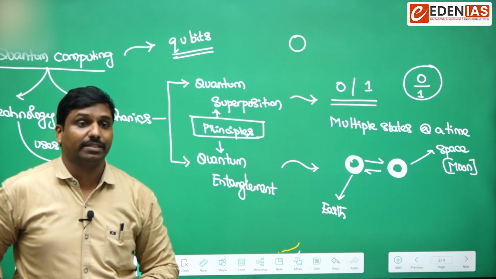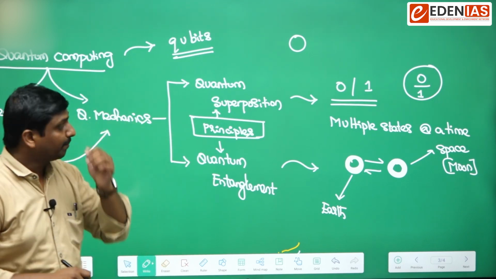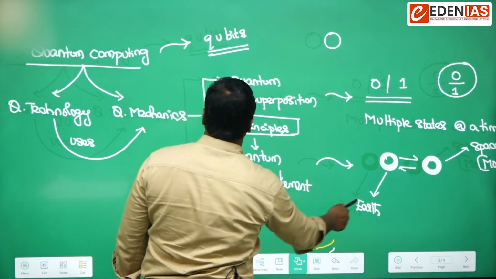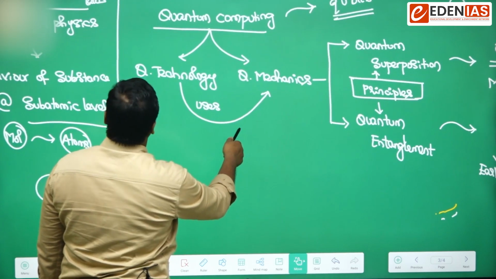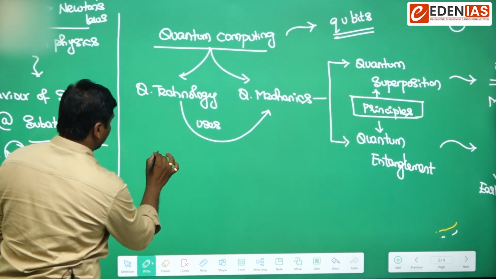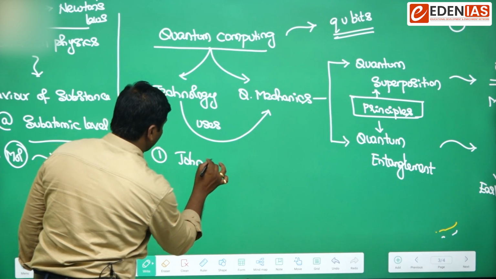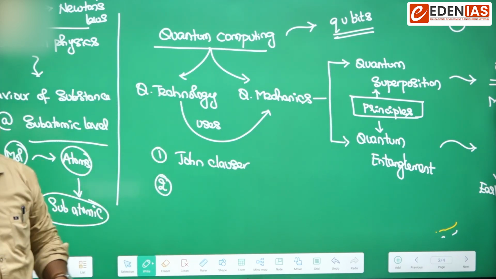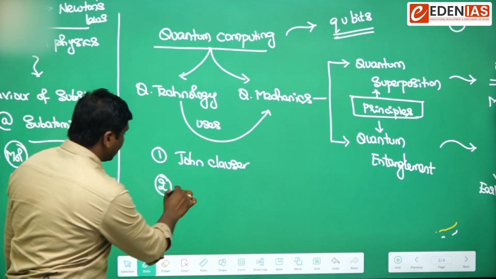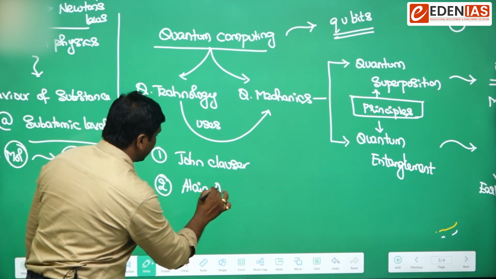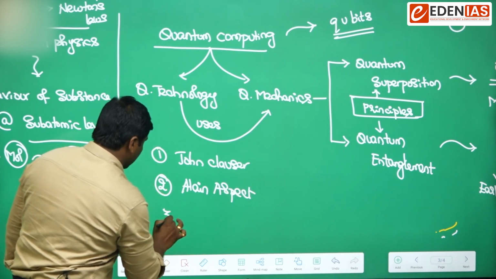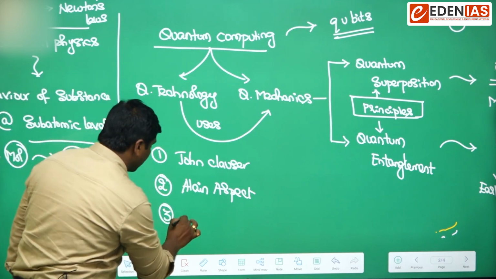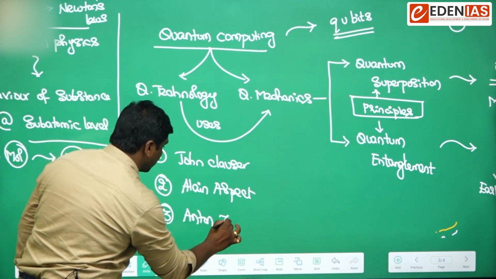There were 3 scientists. You should mention the names of the 3 scientists. One is John Clauser. The second one is Alain Aspect. And the third person is Anton Zeilinger.